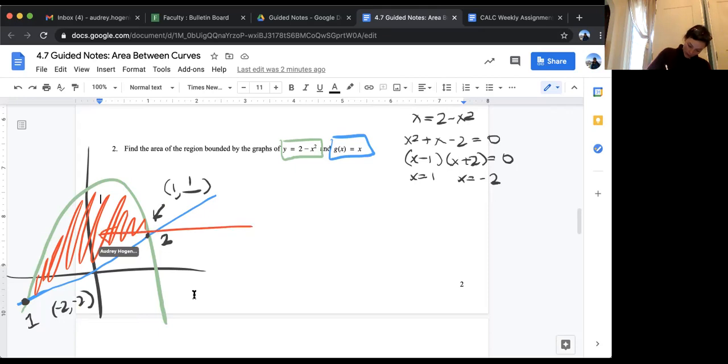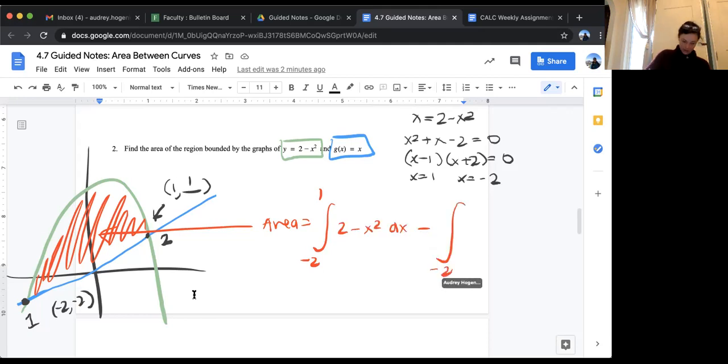So area is equal to the integral from -2 to 1, which we now know are our bounds thanks to a little bit of algebra work, of our top function, which is 2 minus x squared dx, minus the integral from -2 to 1 of our bottom function, which is x dx. I want you guys to go ahead and try to evaluate these on your own, but the ultimate answer you should get should be 9/2.